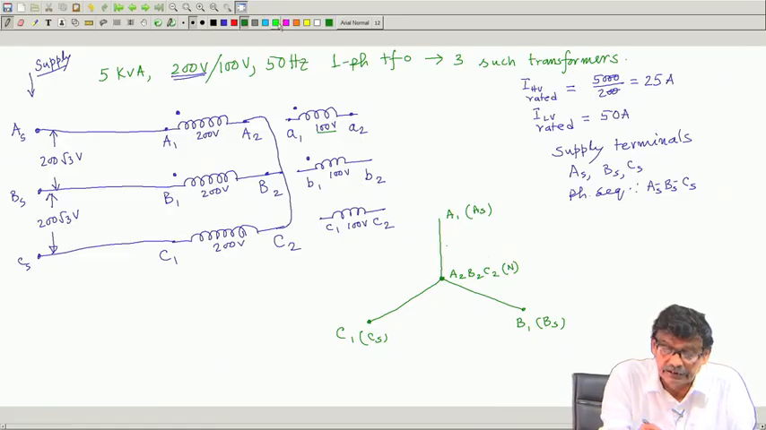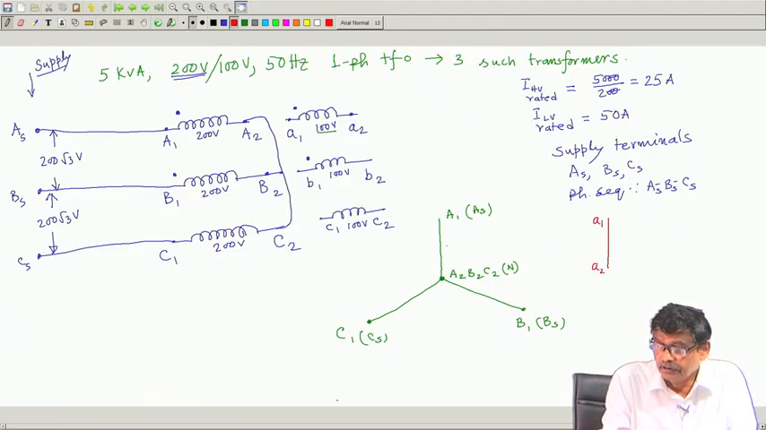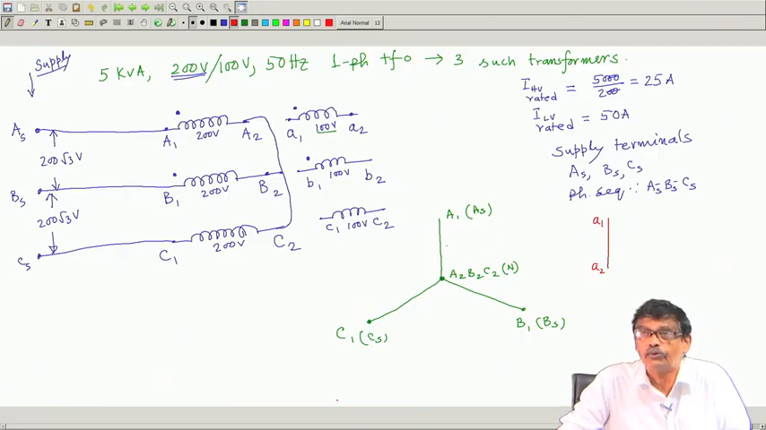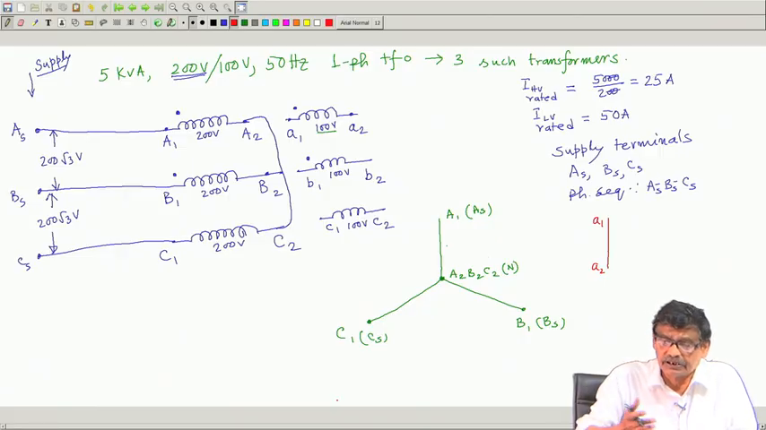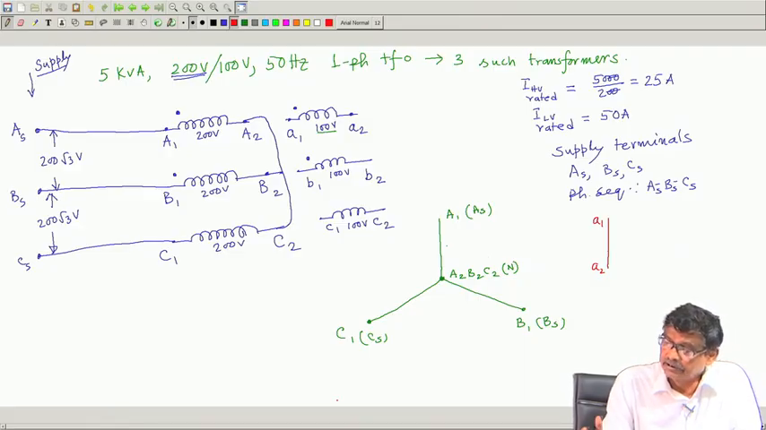Therefore, the secondary voltages, if I draw with a different color, it will be half of this length, although I am just drawing a1 a2, and it will be parallel to capital A1 A2, because induced voltages or applied voltages are all in phase. So, for this single phase transformer, this is what is going to happen, you will get a voltage like this.